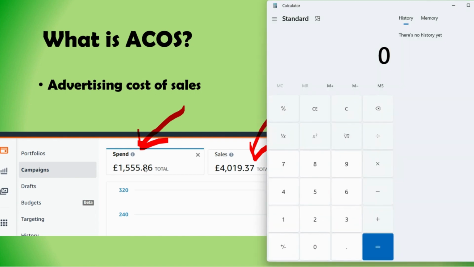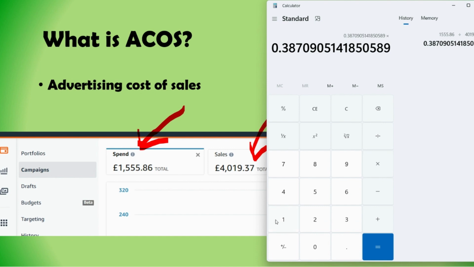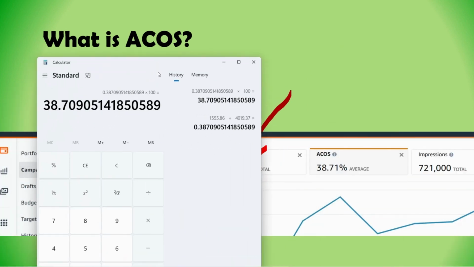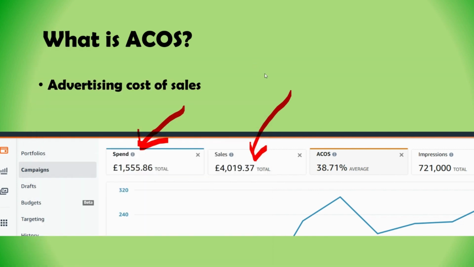So what they've done is they've taken this figure, the spend, and they've divided that by the sales. And then they've multiplied that by 100. And that gives you your ACOS of 38.771. They've rounded that up. Okay, so that's the first thing to understand is how they've worked the ACOS out.